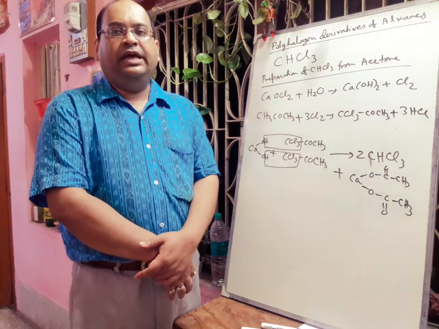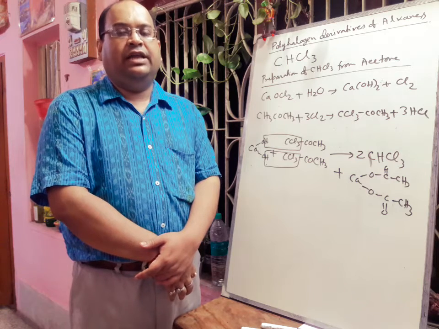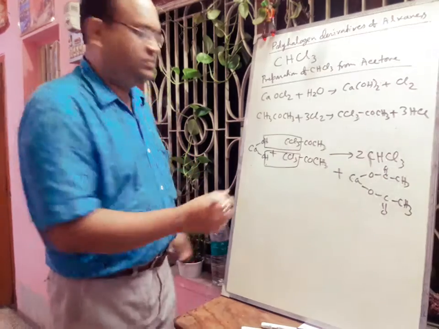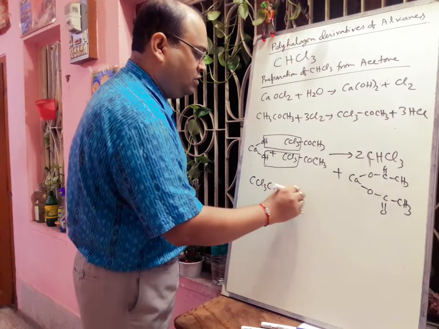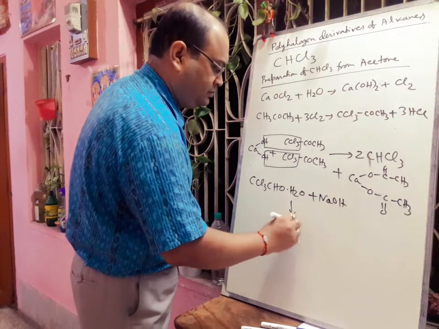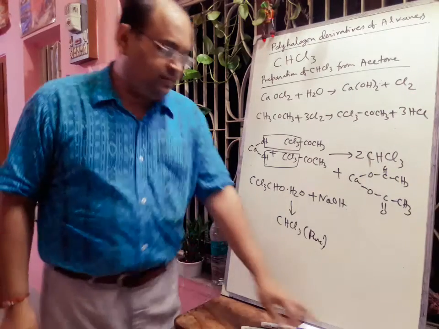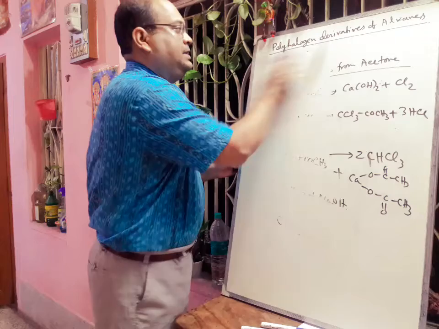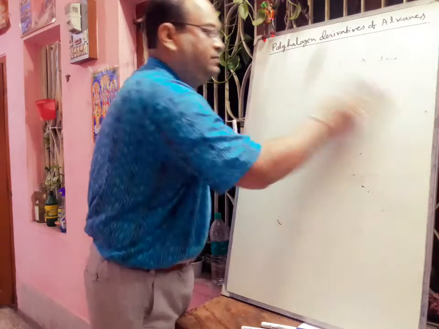Pure chloroform is obtained by distilling the chloral hydrate with NaOH. So if we distill the chloral hydrate, that means CCl3CHO.H2O, with NaOH, from here you will get the pure chloroform. These are the reactions of the preparation of chloroform.